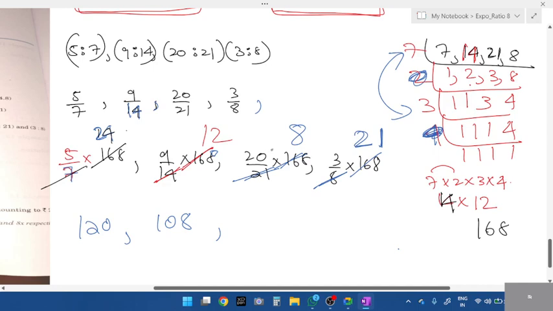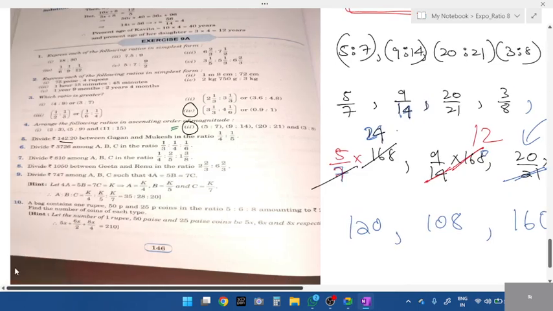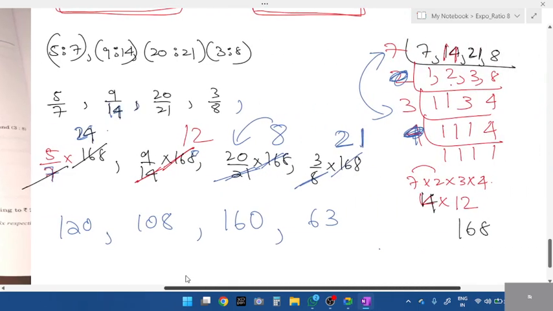Next. How much is 20 into 8? 8 twos are? How much is 8 twos are? 16, and there is a 0. 3 into 21. How much is 3 into 21? 63. 3 ones are 3, 3 twos are 6. Look at this order and tell me, we have to arrange in ascending or descending. What is the question? Arrange it in ascending. Which is the smallest one? What is the number corresponding to 63?